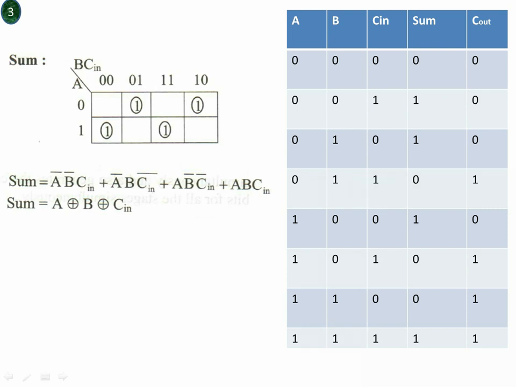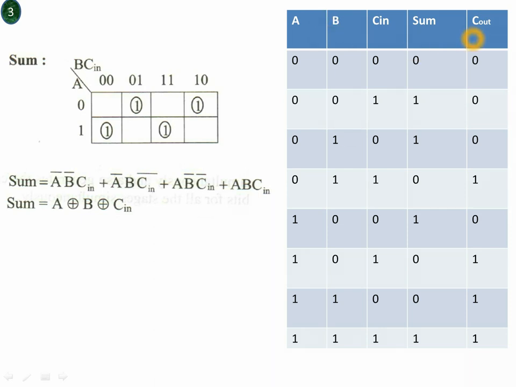Here 2 ones. Those 2 ones means that is an even number of ones. That output is 0. Here 1, odd number of ones, so sum output is 1. Here even number of ones, that sum output is 0. Here also even number of ones, that output is 0. Here odd number of ones, so sum output is 1. That is the A exclusive or B exclusive or C in.